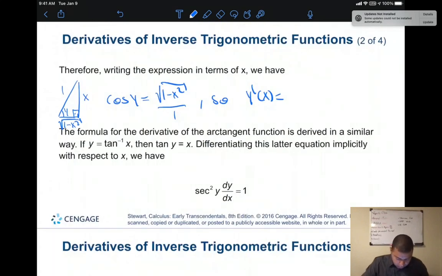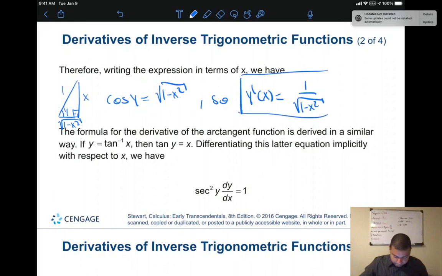Okay, I'll erase this one here because you don't need it. And that's the derivative of the arc sine. Okay, so I'll write in red and I'll box it. The derivative of sine inverse of x equals 1 over the square root of 1 minus x squared.